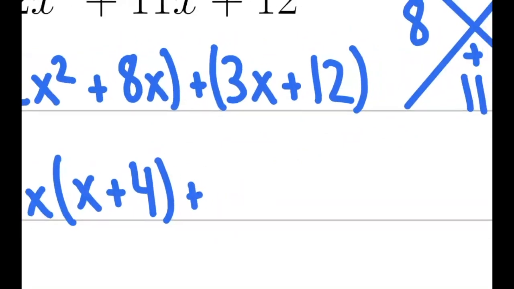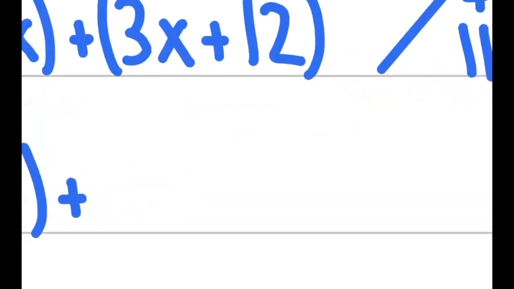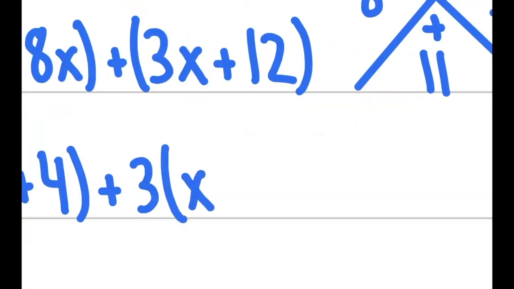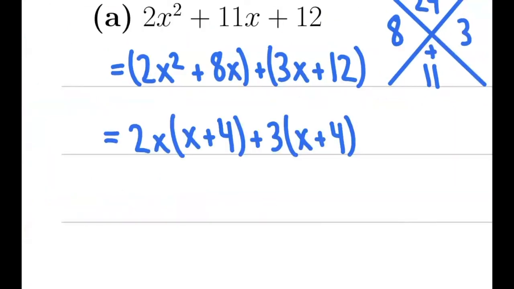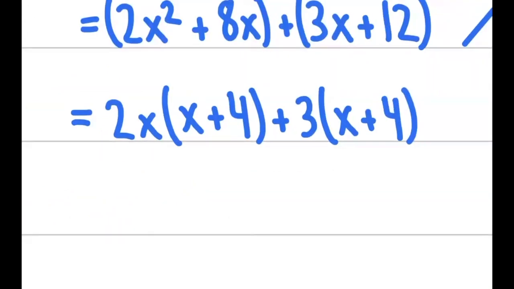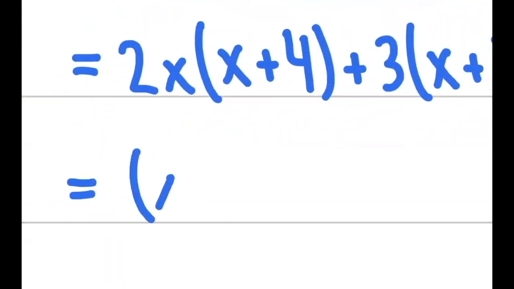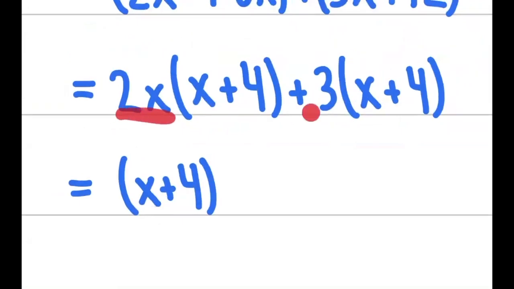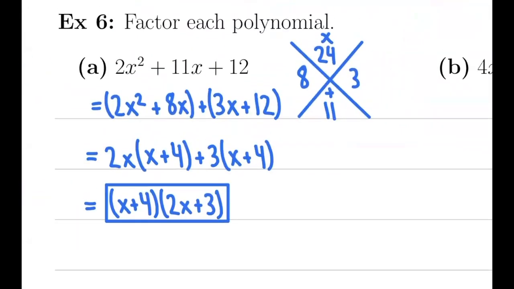And what can I factor out from the last two terms? 3. Yeah, 3. And you're also left with x plus 4. So we saw something like this earlier. What can I factor out from these two terms right here? What do they have in common? X plus 4. Yeah, we can take out an x plus 4, and you'll be left with x plus 4 times 2x plus 3. So there you go. That's how you factor this polynomial.